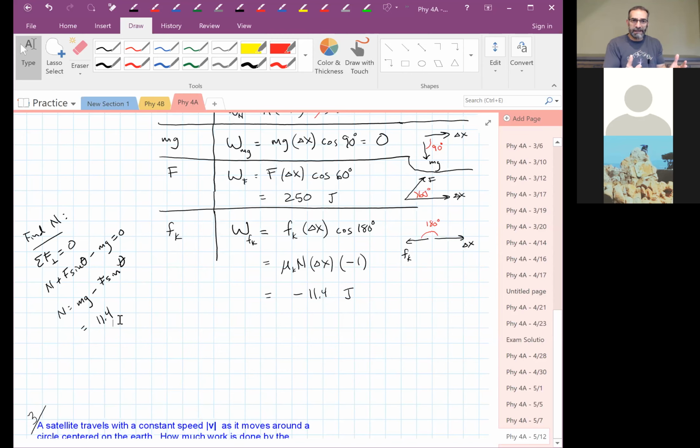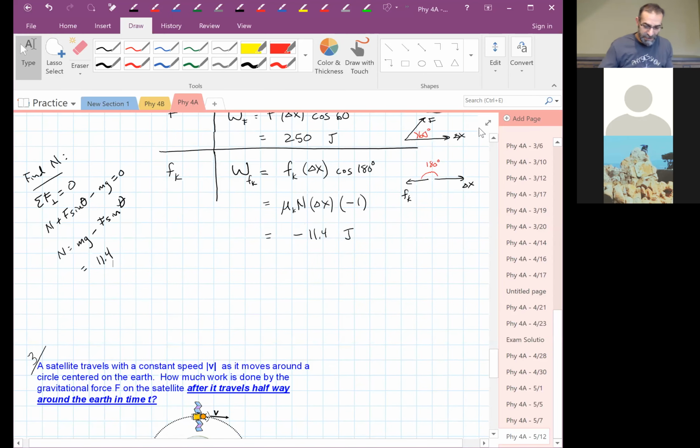You define what the positive direction is. You define where zero is. Throw away this idea that zero is to the right or positive is to the right or that kind of thing. This formula we're using, this is an important point. Let me make more room here. I need more room.